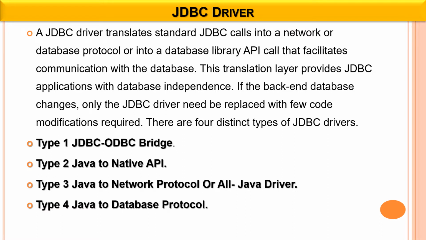So there are four distinct types of JDBC drivers. The first is the JDBC-ODBC bridge. The second is Java to native API. The third type is Java to network protocol, or all-Java driver. And the fourth is Java to database protocol. Let us discuss each type with its advantages, disadvantages, and the working of these JDBC drivers.